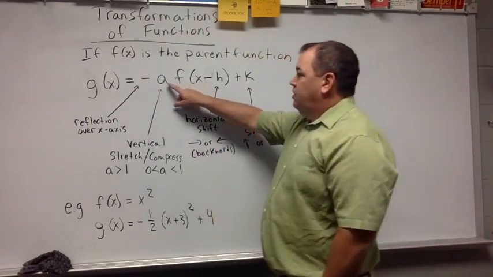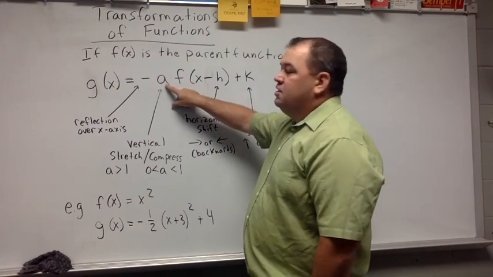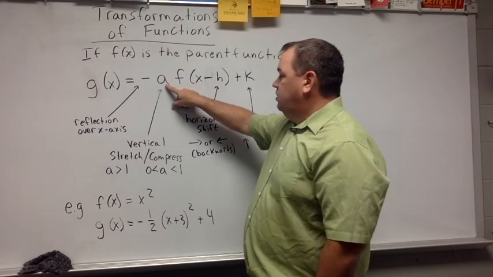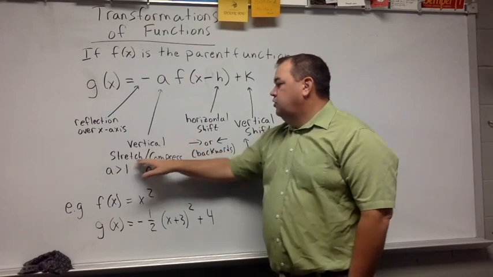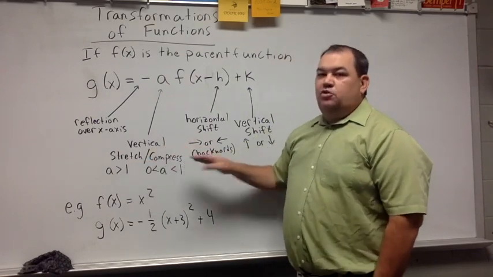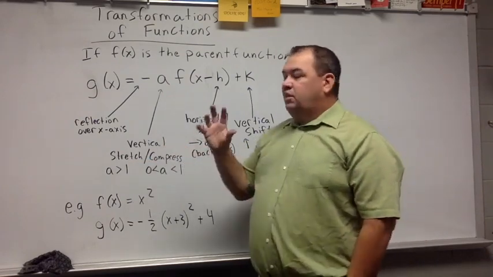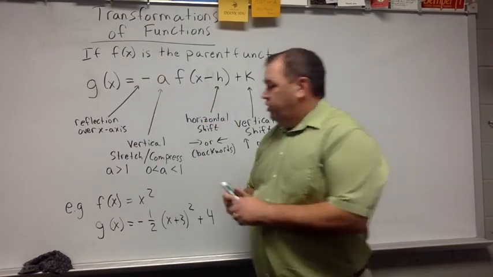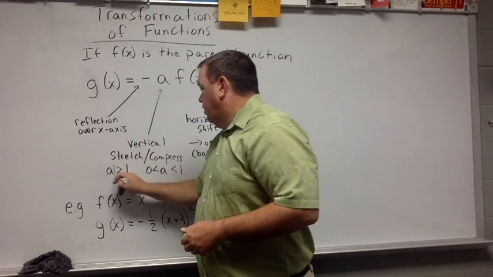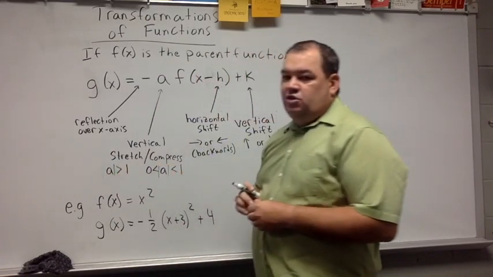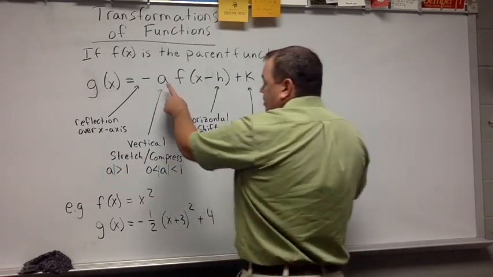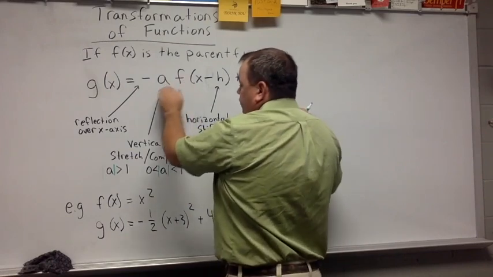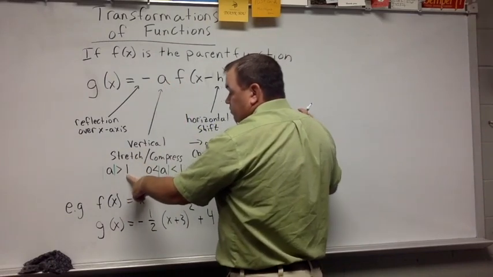When we talk about the value out front, this does something a little different. This does what's called a vertical stretch or a vertical compress. So we need to look at the value of a. We just look at the a. We don't care about the sign in front. So I'm going to put an absolute value in front of this because we don't care about the sign, just the actual number.